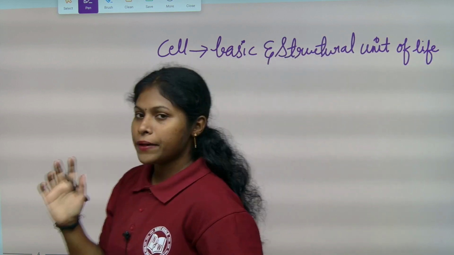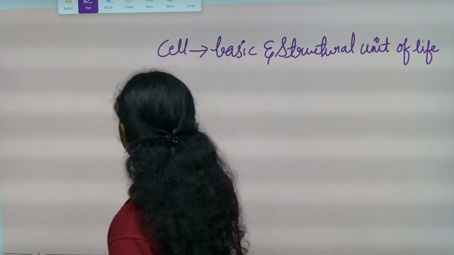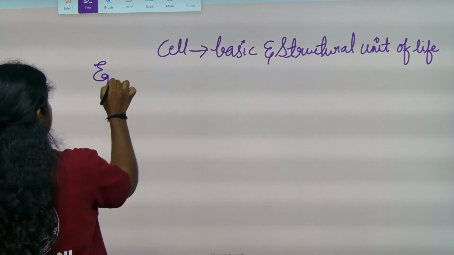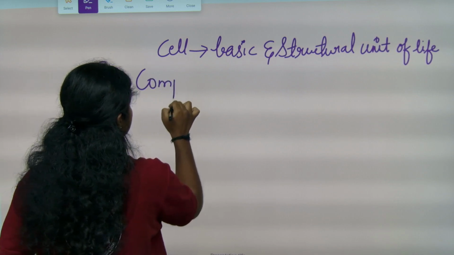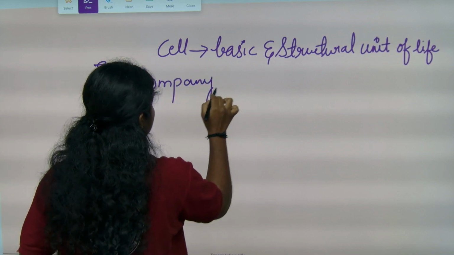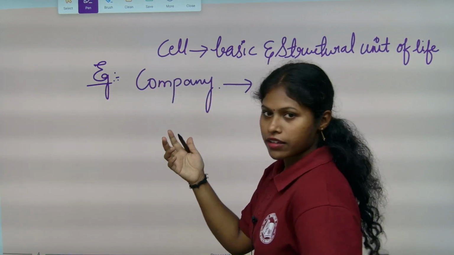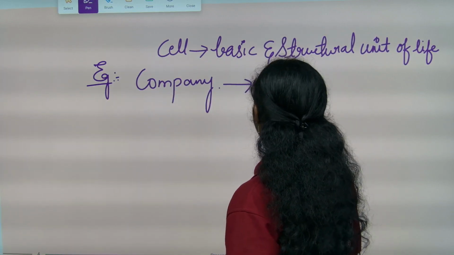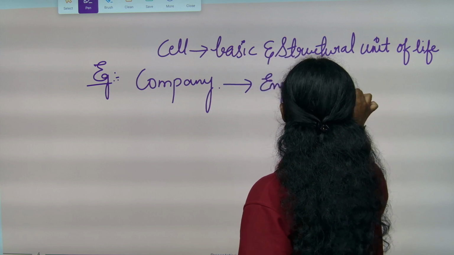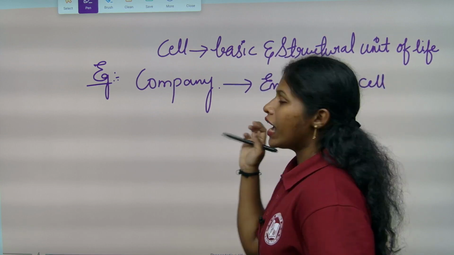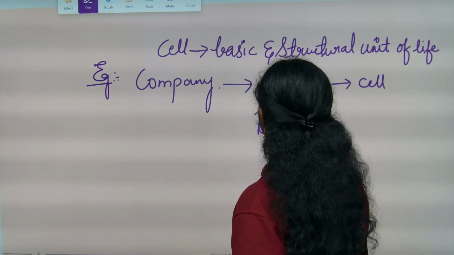Before going to tissues, see, for example, I am giving you this: if you have a company, there will be workers. Each employee or worker is a cell. I am just giving you an example, children. So the employee is a cell. Then there will be departments, right?